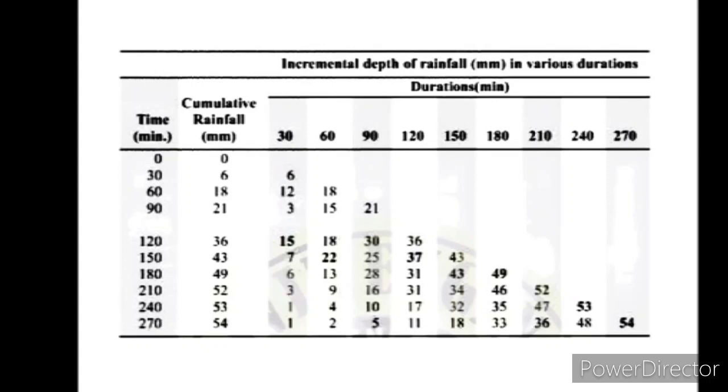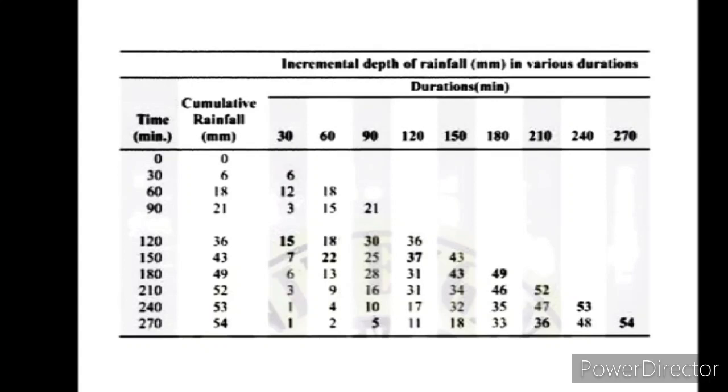At 120 minutes, we have a cumulative rainfall of 36 mm. So in 30 minutes, we have 15, in 60 minutes, we have 18, in 90 minutes, we have 30, and in 120 minutes, we have 36.